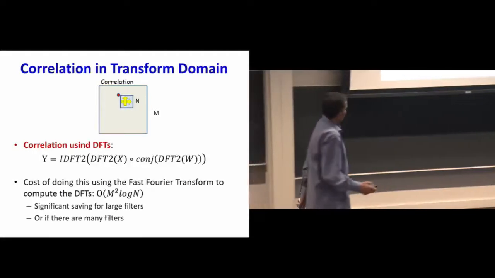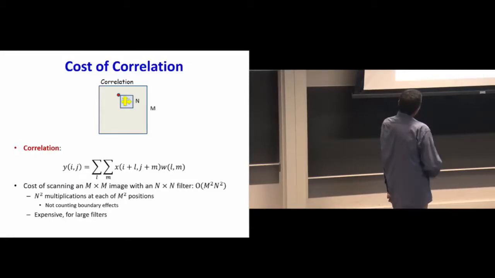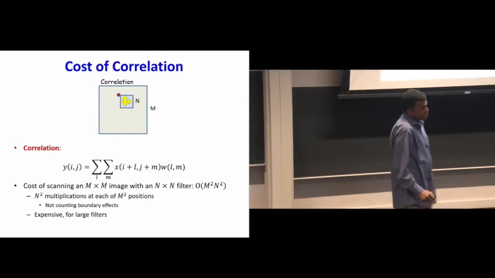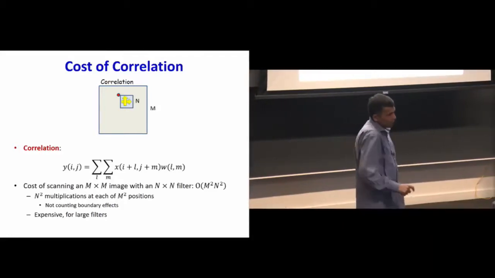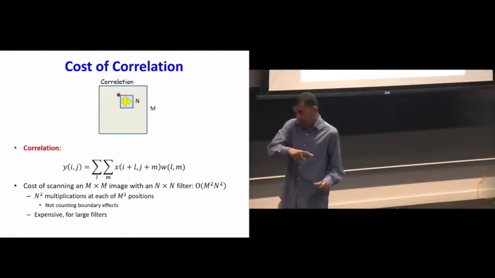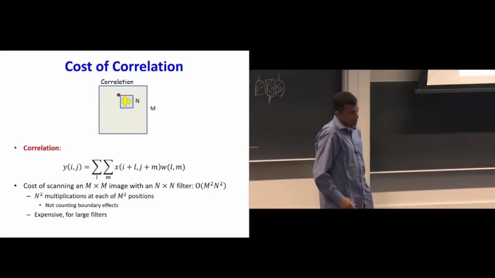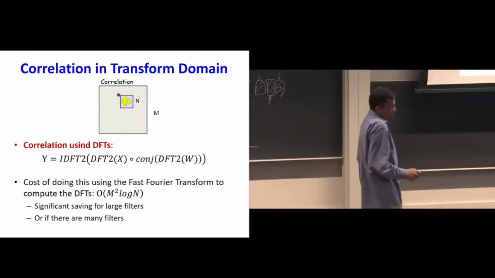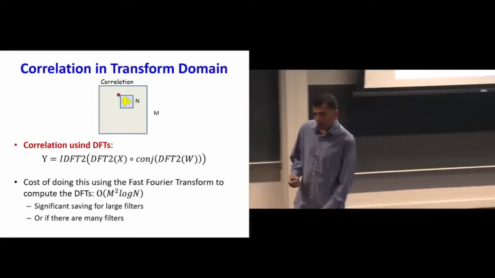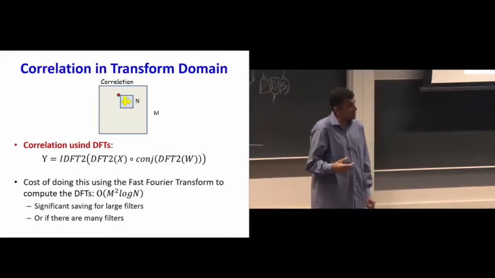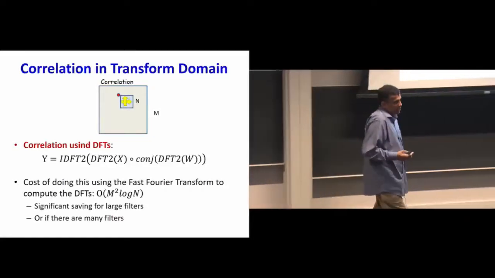Now, let's go back here. If I'm scanning an image, which is m cross m, with a filter that's n cross n, how many computations do I really have to perform? At each position, I must perform n squared multiplications. That's just for one position. And then I'm scanning m cross m times. So the total number of computations is going to be order m squared n squared. Whereas if I do this with the Fourier transform, it turns out you can do it in order m squared log n. For large filters, this can be a significant saving in terms of computation. Also, if you're doing this many, many times, this can be a significant saving.